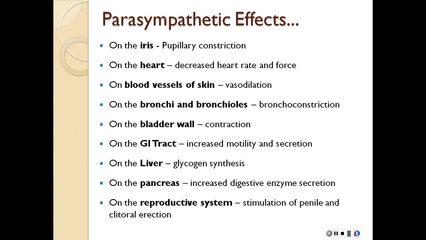And now, the parasympathetic division causes what on the iris? Constriction of the iris. What on the heart? Decreased heart rate. Blood vessels of the skin? Vasodilation. Bronchi and bronchioles? Constriction. Good. Bladder wall? Contraction to release urine. GI tract? Increases activity. Liver? So it makes it. Good.